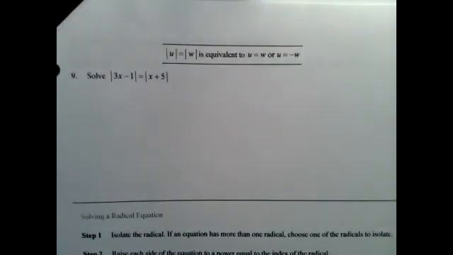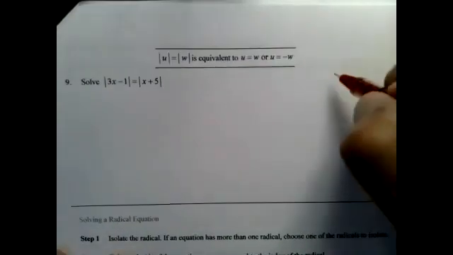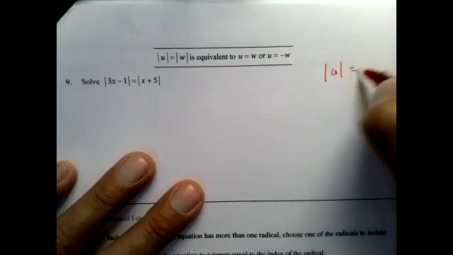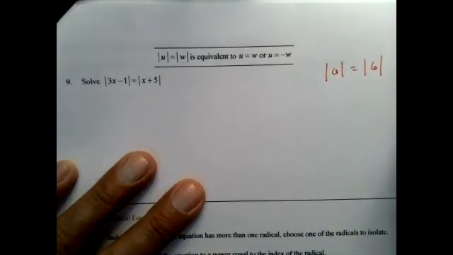All right, let's see what we have going here. Uh-oh. The absolute value of that is equivalent to the inside equals the inside, or the inside equals the negative of the inside. What that's saying is something along the lines of the absolute value of 6 equals the absolute value of 6, or the absolute value of 6 equals the absolute value of -6.